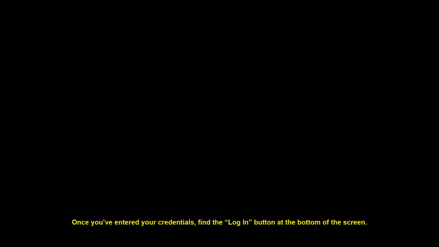Once you've entered your credentials, find the Login button at the bottom of the screen. Tap on the Login button. After a moment, the app will process your information. If your details are correct, you'll be taken to your Asana dashboard. If there is an issue, an error message will appear, guiding you to check your credentials.